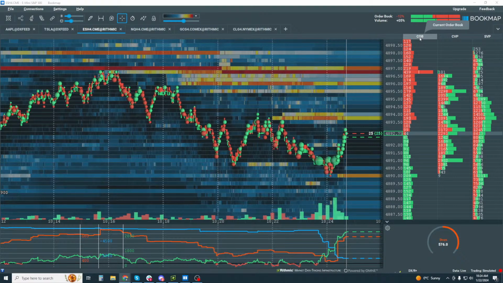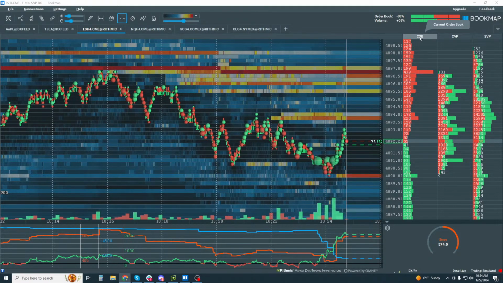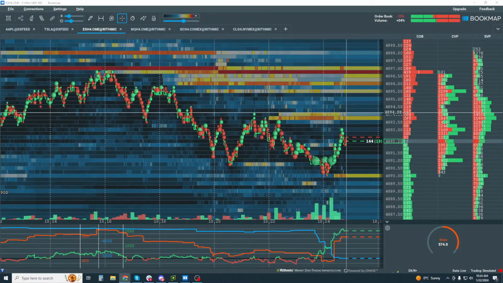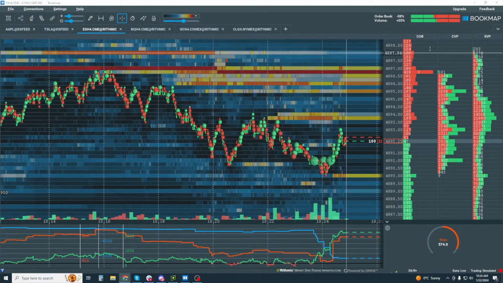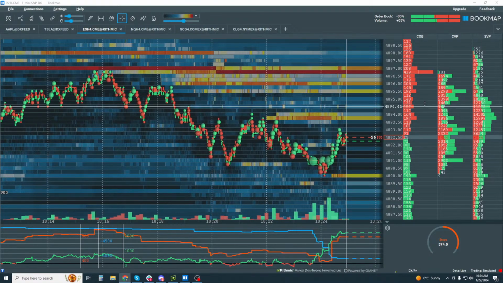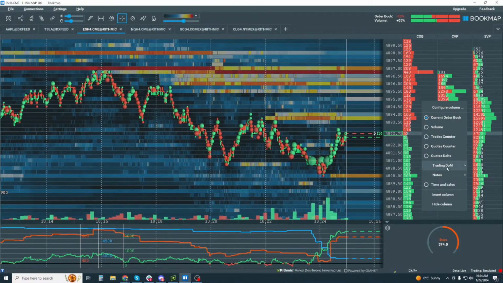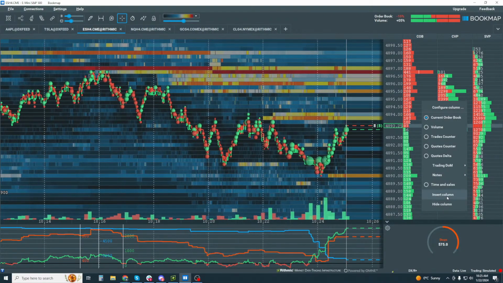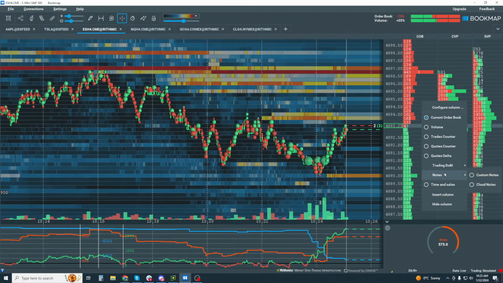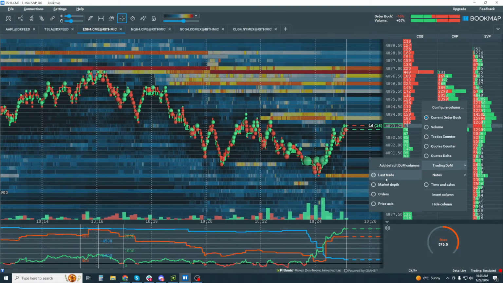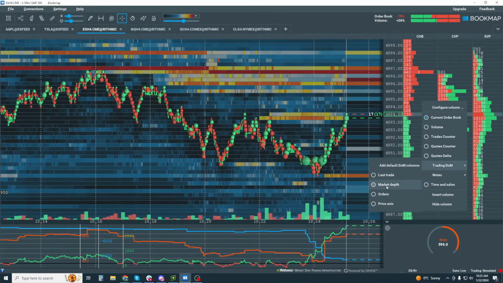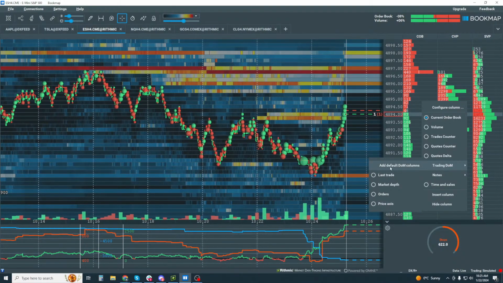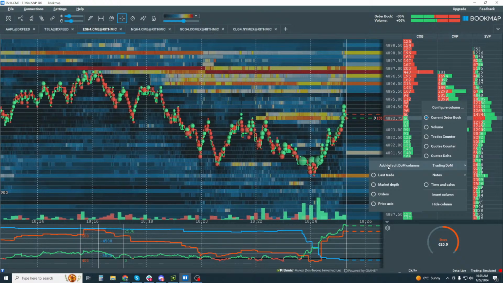The DOM in Bookmap is the current order book here. Now, you can configure Bookmap all sorts of ways in the columns here. In fact, if you right click in here and go to insert trading DOM column, you can add in, as you can see, last trade, market depth, orders, or price axis here. Or you can select this one here, add default DOM columns.